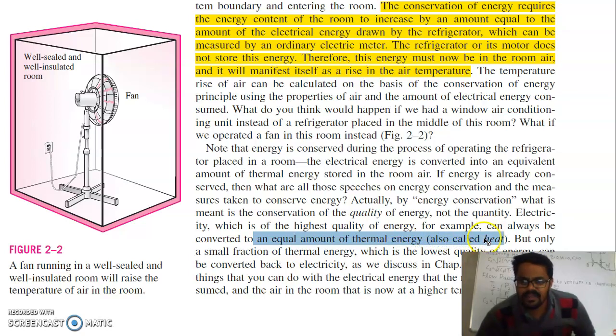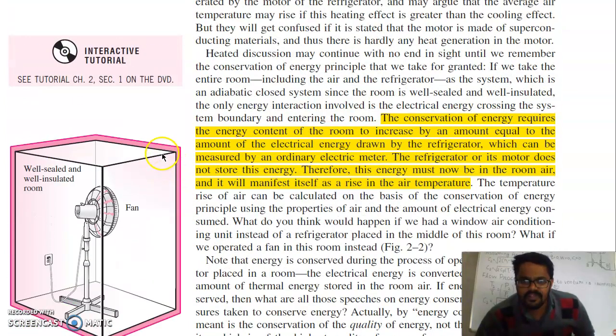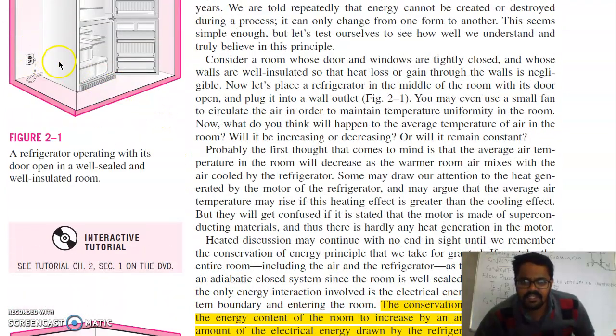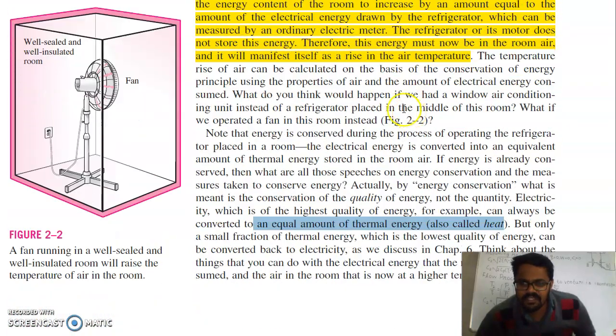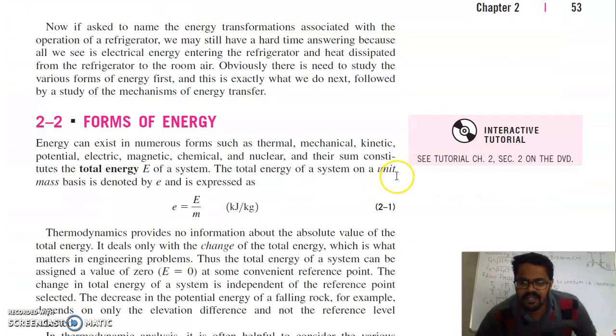Means that whatever the energy input to the motor of this refrigerator is your high grade energy, and whatever heat is dissipated in the room is low grade energy. So this is the difference. The high grade energy is degraded here.